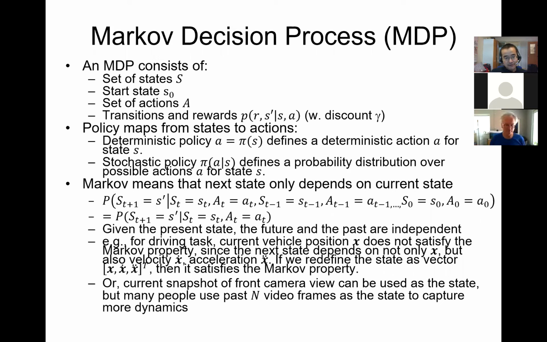Or if your sensor is the camera, the current snapshot of the front camera view can be used as a state. Many people use that. For example, in NVIDIA's end-to-end driving imitation learning work, they used a single snapshot of the front camera view and mapped it into a steering angle. But many people use the past video frames, typically 4 or 6, as a state to capture more dynamics.